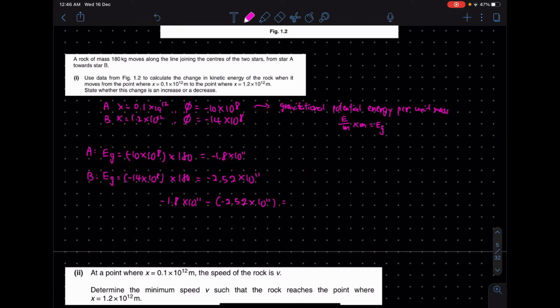Okay, so by doing so, we can just find that it will be 0.72 times 10 to the power of 11 joules. As you can see, the difference is positive, so this suggests that there will be an increase. It's that simple.